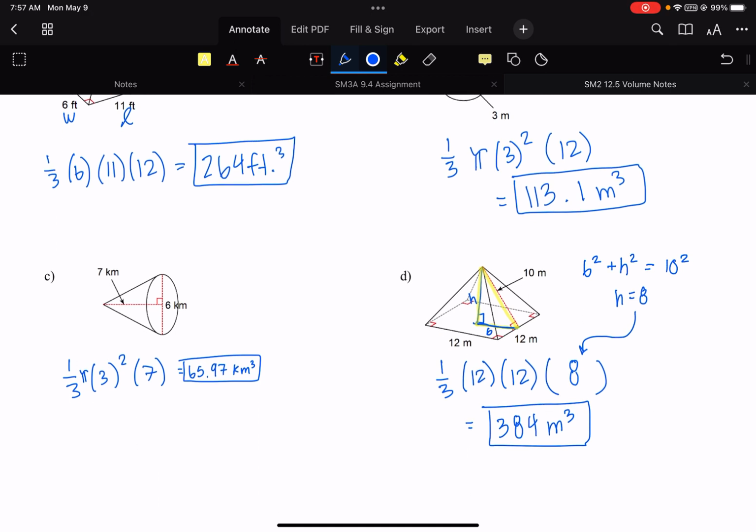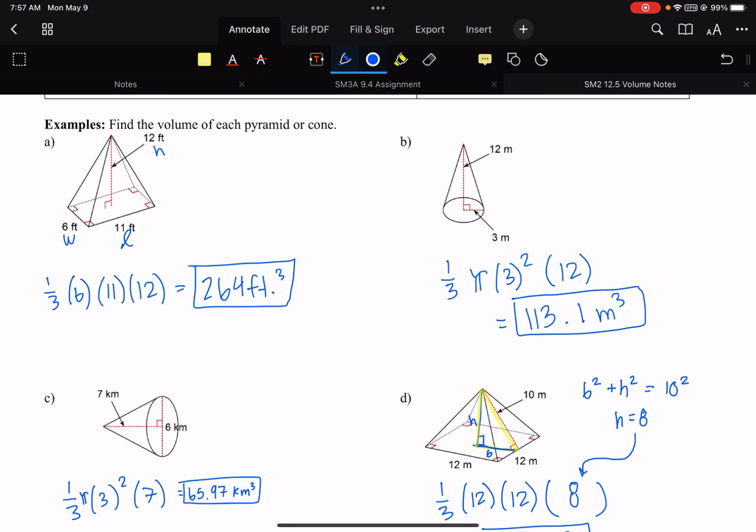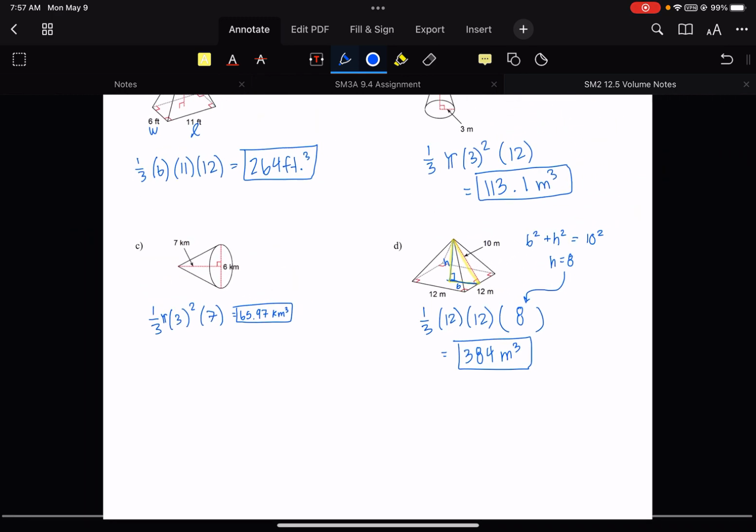All right. So those are your formulas for volume. You can go ahead and jump to your homework now. I will make sure that I have an answer key available for you guys as well.